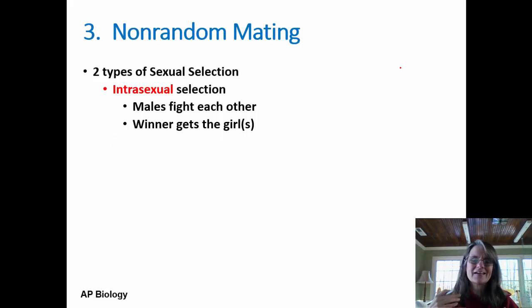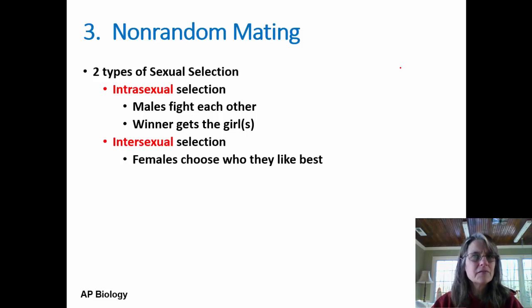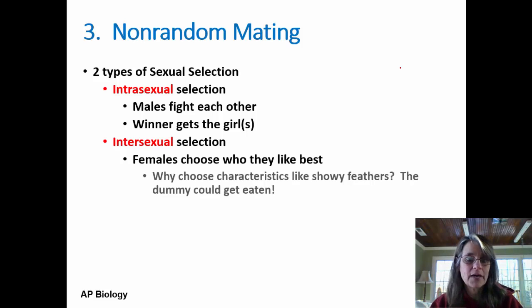And so that pushes the male population to be bigger, stronger, with antlers, those kinds of things that can be used to fight. Intersexual selection is the kind that I think we focus on most in biology anyway, where females choose who they like the best. Showy feathers or something like that, big, beautiful red plumage on a cardinal, for example, or a peacock's tail.